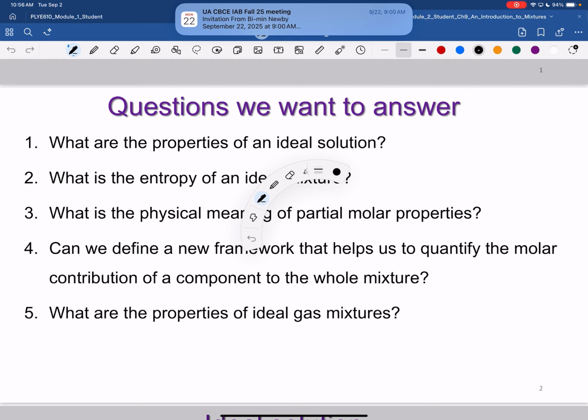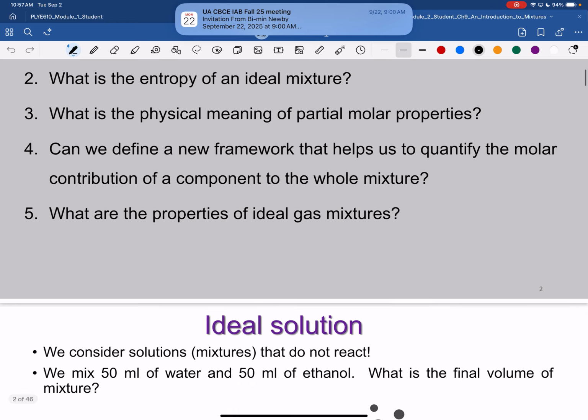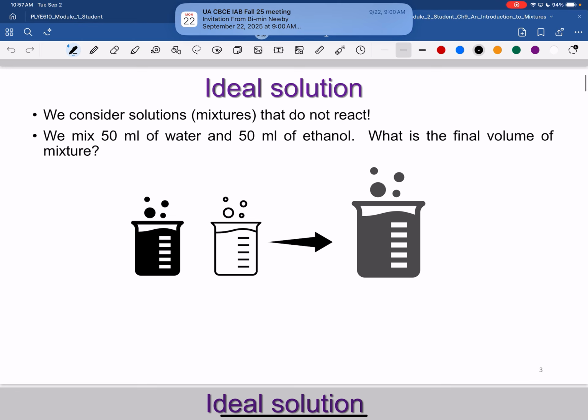Then some new stuff you will learn. What are the partial molar properties? This is specific for mixtures, basically systems with more than one component. And then we will establish some framework to quantify the molar contribution of components to the whole mixture. So this goes back to that first question about enthalpy of mixture, how we define it. And then we will take the same definitions to talk about the mixture when we are dealing with the ideal gas.